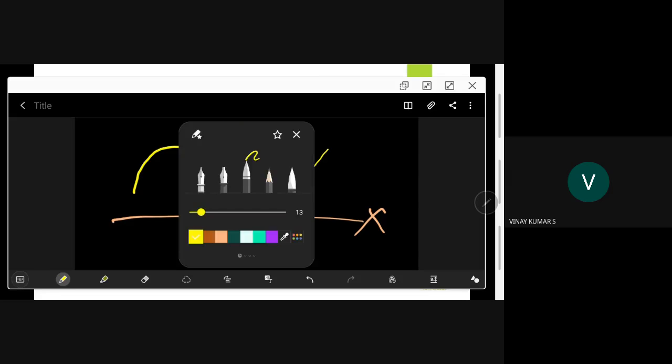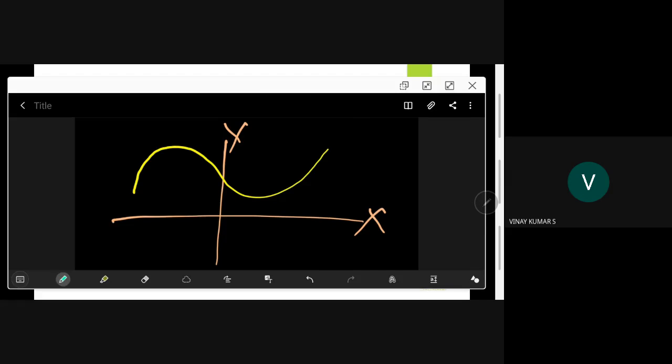Then see, here, at this point you have a peak, say let it be a. At this point you have another low. So what is happening here? If you draw a tangent at this point, it becomes parallel to the x-axis, so its slope is 0. Similarly here, the slope is 0.